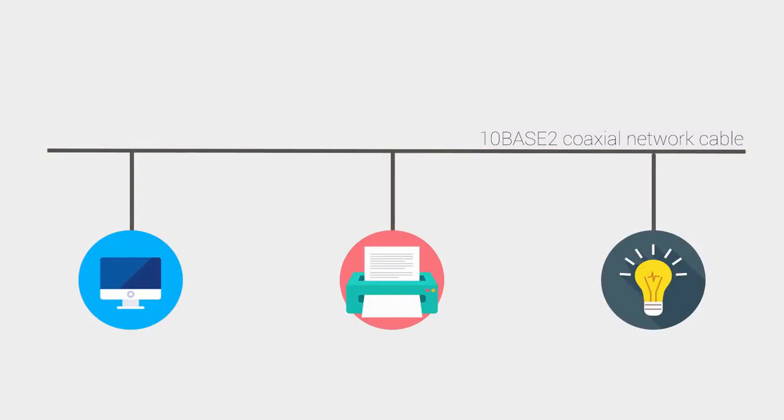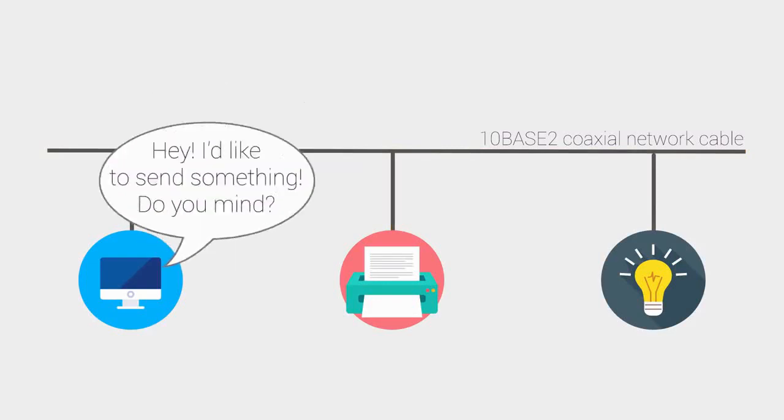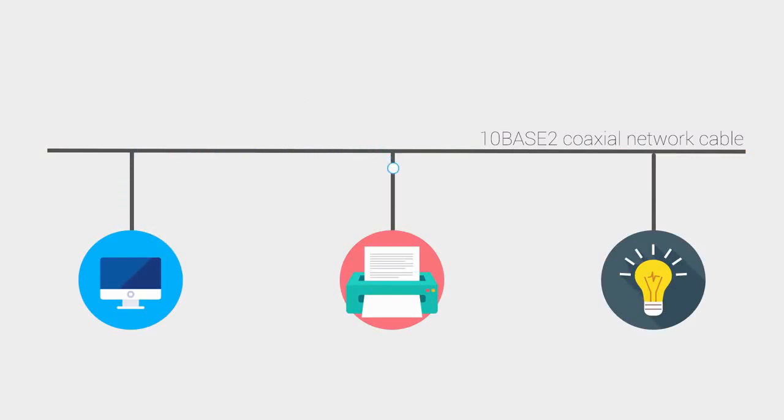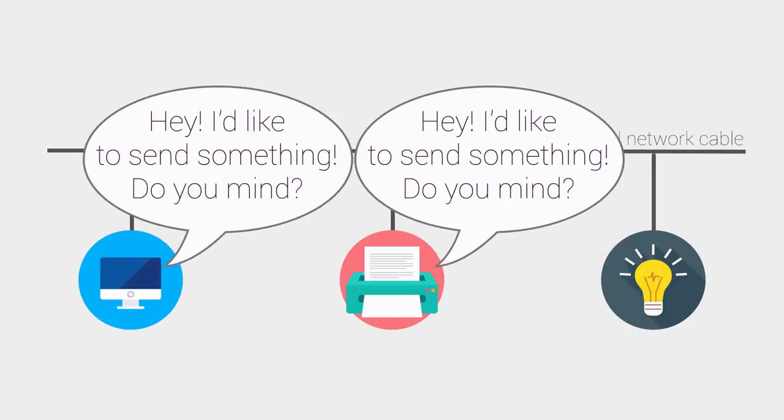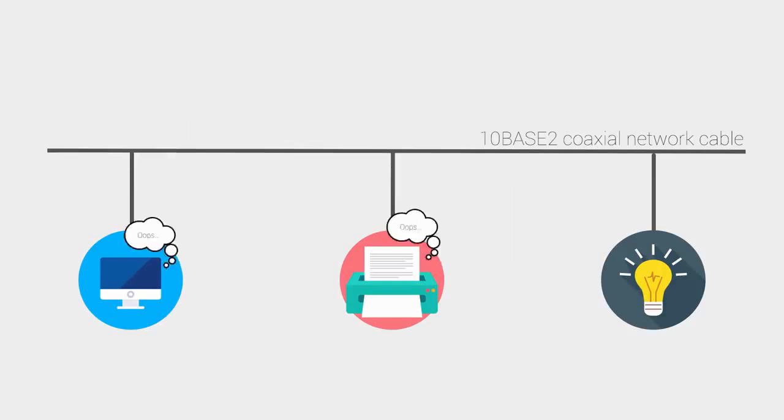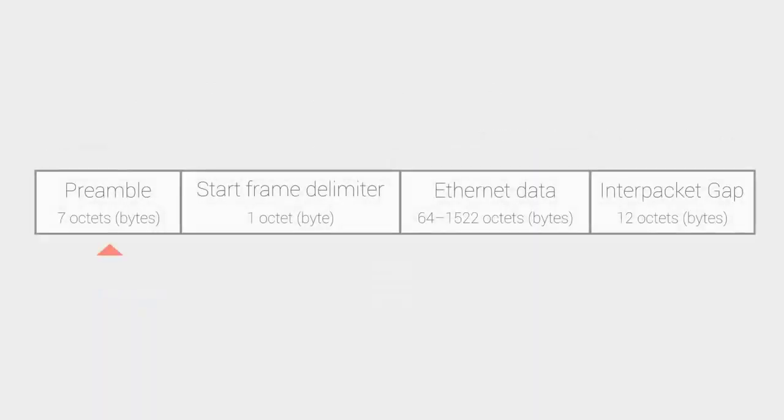around that. When a computer wanted to send data, it first had to shout a special set of bits on the network, which basically equates to "Everybody please be silent, I want to send something." If two devices did this at the same time, they would detect this conflict and wait a random amount of time before trying again. This initial sequence of bits is called a preamble.